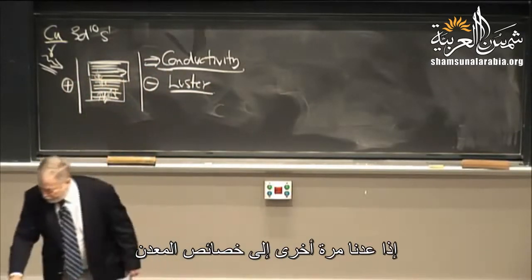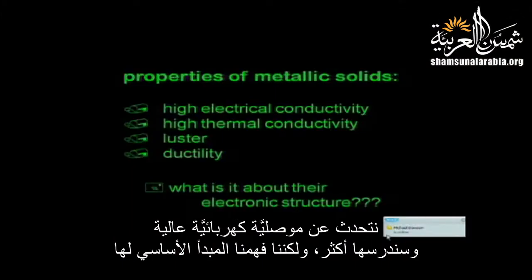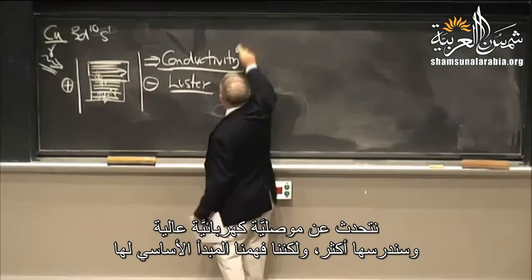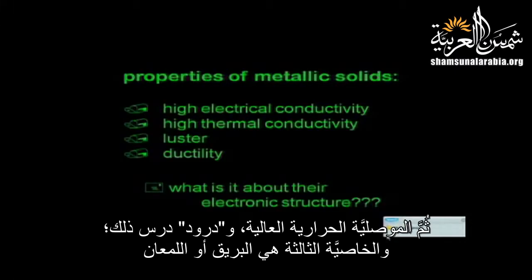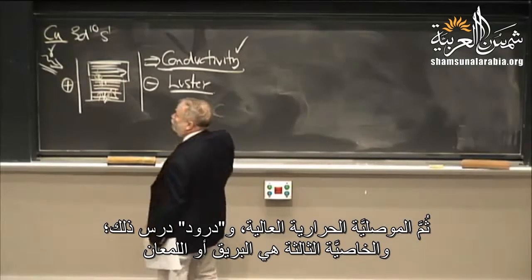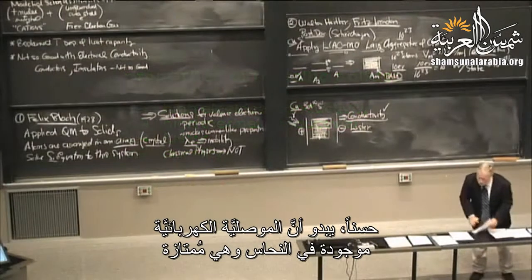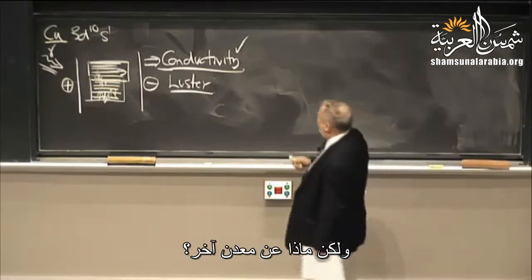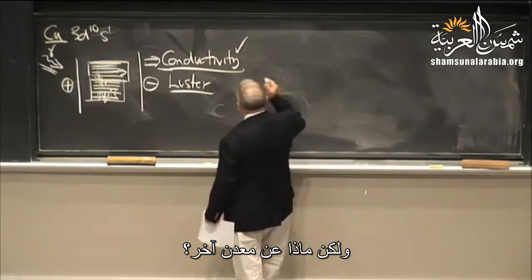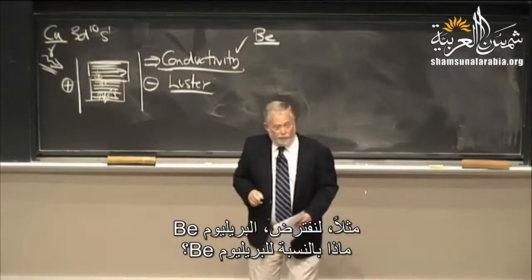So if we recall back here, we're talking about high electrical conductivity. We need to say a lot more about that, but we're okay here. Drude was okay as well. High thermal conductivity, Drude did that. That was fine. Luster, okay. So it works for copper. Seems to be okay. But what about another one, like, say, beryllium? What's with beryllium?